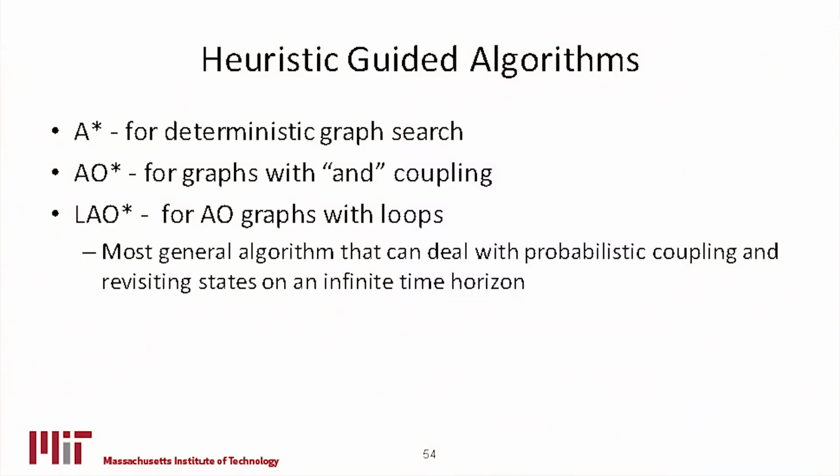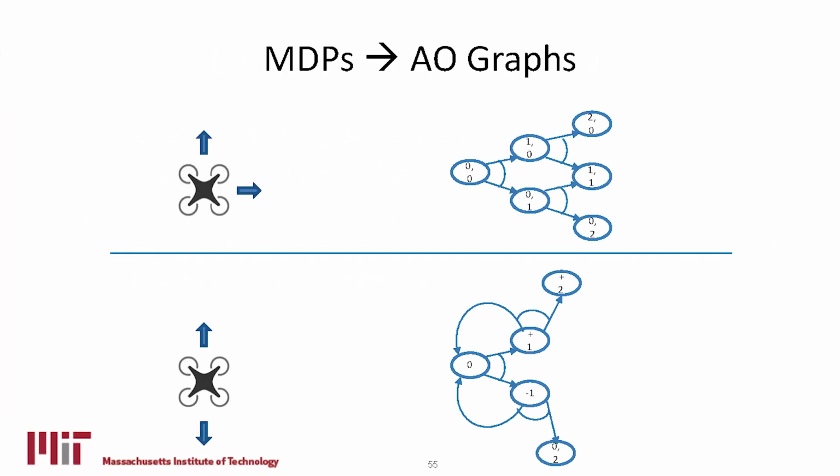LAO is a bit more of a generalization. What it does is allow us to search loopy graphs and deal with the probabilistic coupling, and allows us to search and find the best path with a heuristic guided algorithm over an infinite time horizon, possibly revisiting states and using the tools we just had in value iteration to understand what the next best thing to do is. So we'll talk about exactly how to get from MDPs that we just saw, these whole arrow examples, to these sort of and/or graphs. We'll talk about two cases.